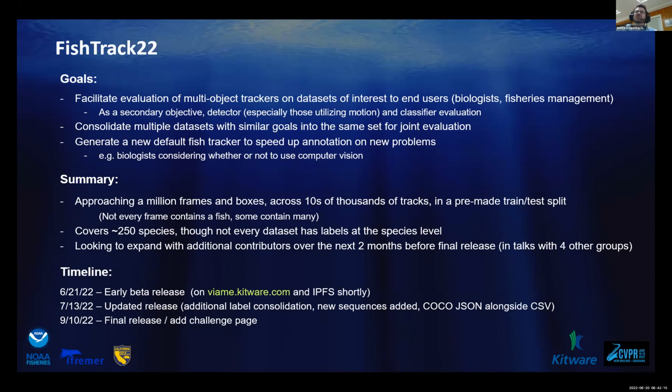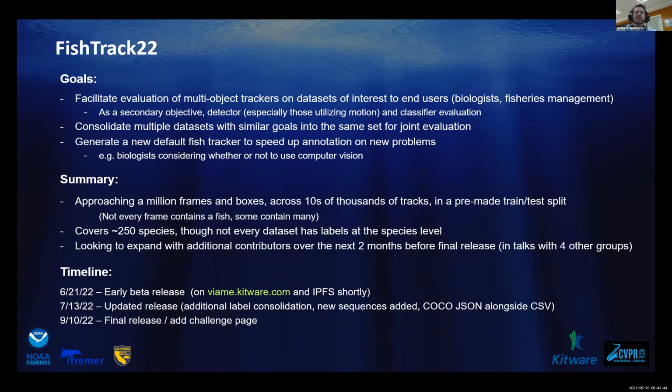A secondary goal is comparing different detectors and classifiers, particularly those which might use motion information, which isn't required for all these data sets that we'll show in a second, but in a few cases, I suspect it will help a lot. Lastly, we want to train up new trackers to bootstrap annotations of new data sets. For example, biologists who are considering whether or not to use computer vision, who are sort of on the fence if they want to go down that route or not, or use other types of survey information.